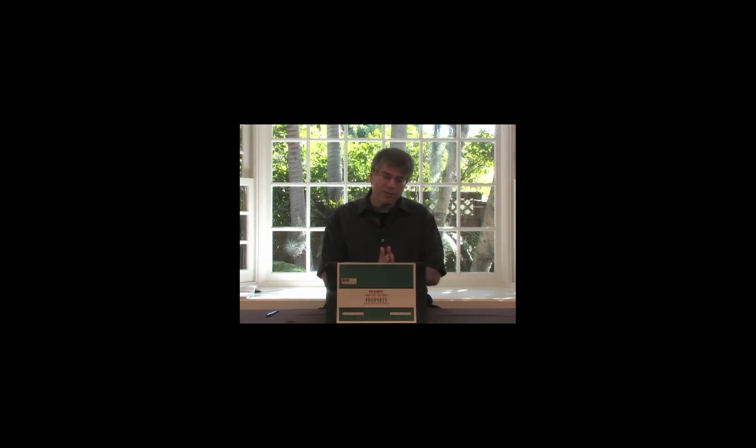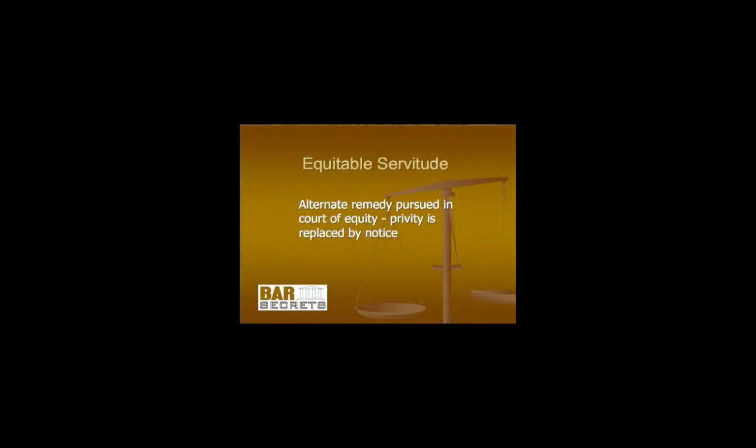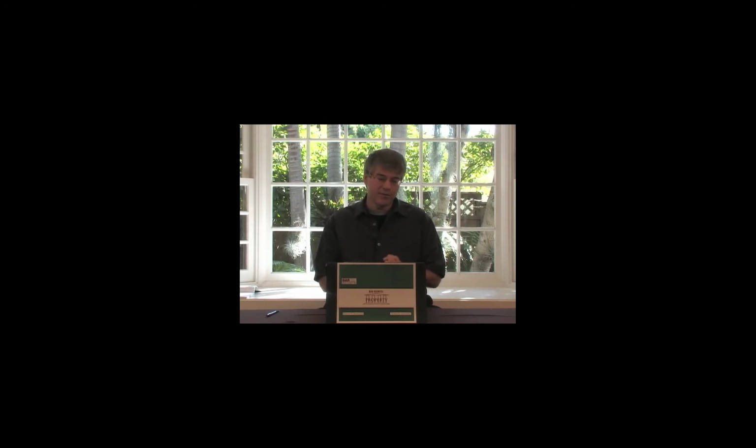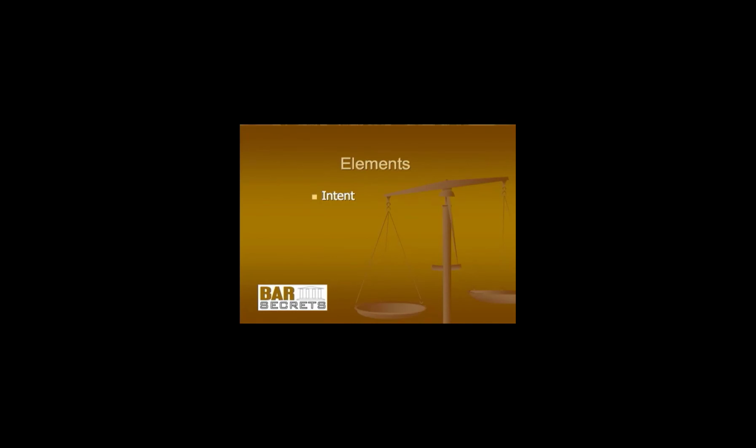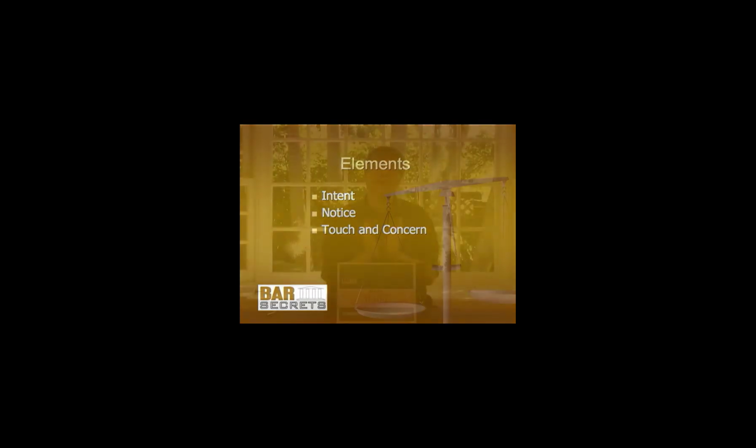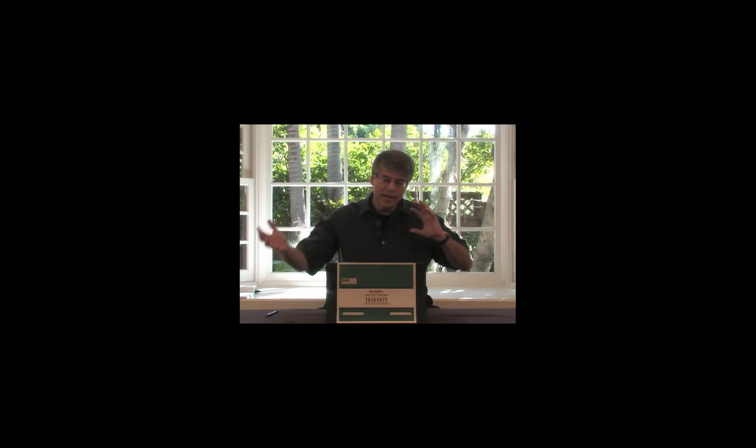So an equitable servitude is an alternate remedy to real covenant, an alternate remedy in a court of equity. We pursue it in a court of equity. Privity, the element of privity, is replaced by notice. So our elements in equitable servitude are intent, again, to bind the land, and that may be expressed or implied as indicated. Notice again: notice actual, constructive, written down, or inquiry. And again, we must have that the promise touches and concerns the land. If you can meet these elements, then you can ask the court for a court order to fashion a fair relief.